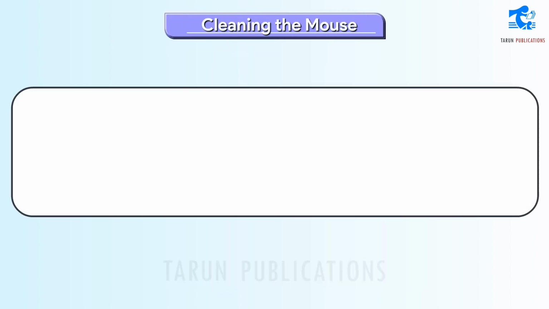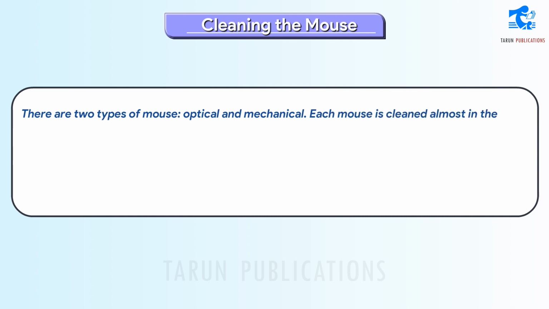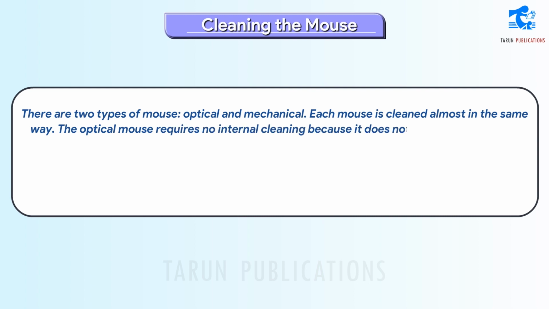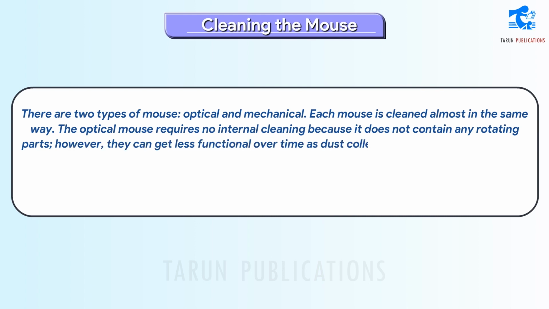Cleaning the mouse. There are two types of mouse, optical and mechanical. Each mouse is cleaned almost in the same way. The optical mouse requires no internal cleaning because it does not contain any rotating parts. However, they can get less functional over time as dust collects near the light emitter.